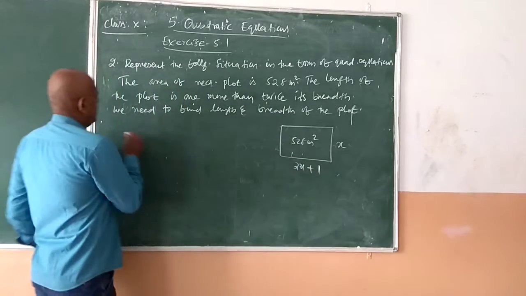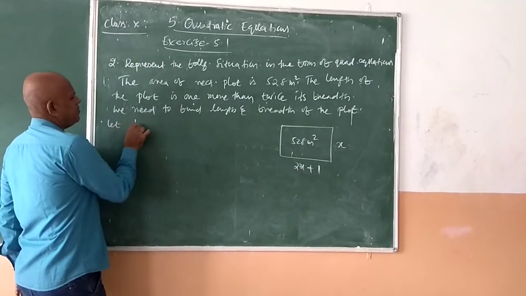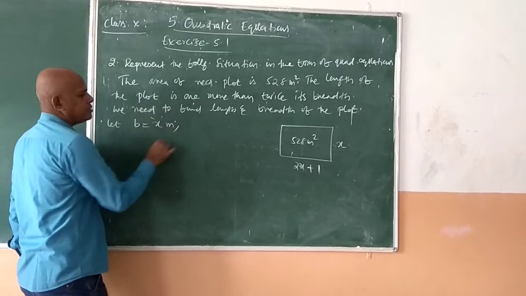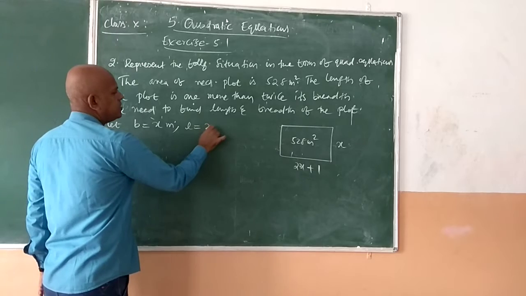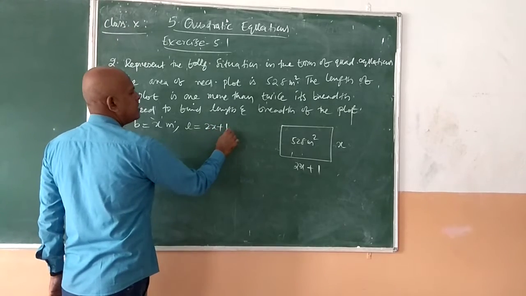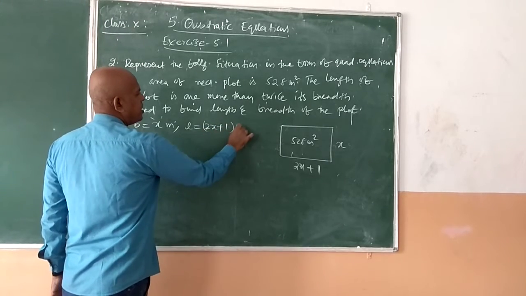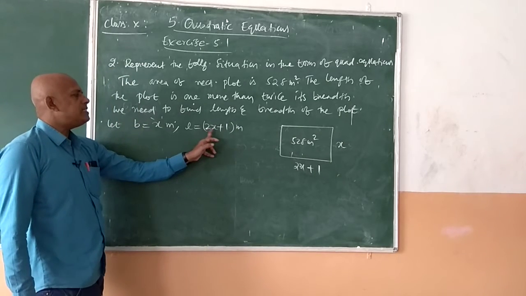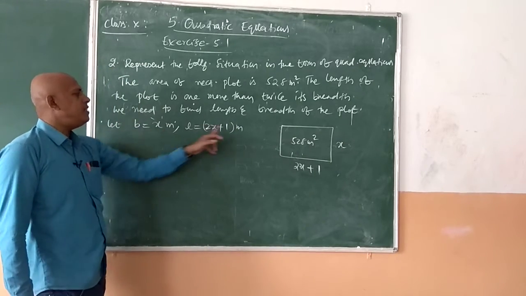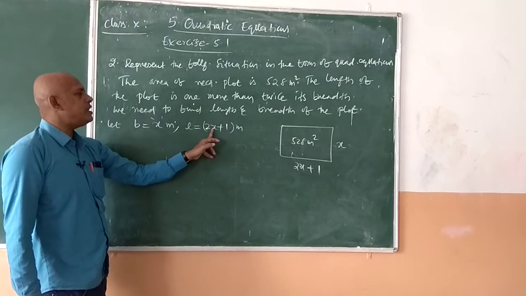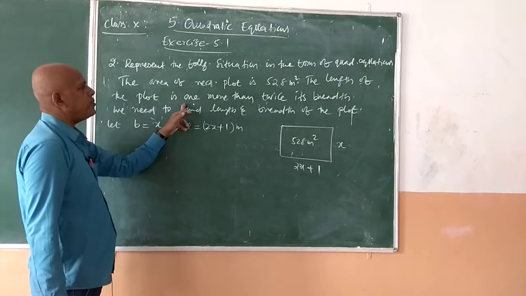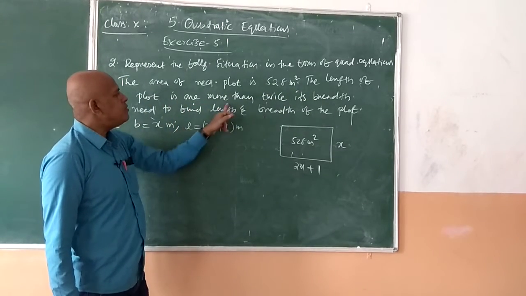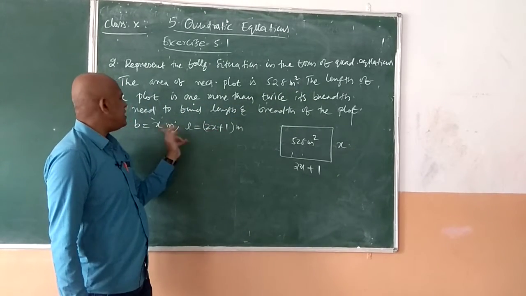So let breadth be equal to x meters and the length be equal to 2x plus 1 meters according to the problem, because the length is given as one more than twice the breadth. So breadth is x, then one more than twice its breadth means 2x plus 1. This is length according to the given problem. See, it is given here: the length of the plot is one more than twice its breadth.